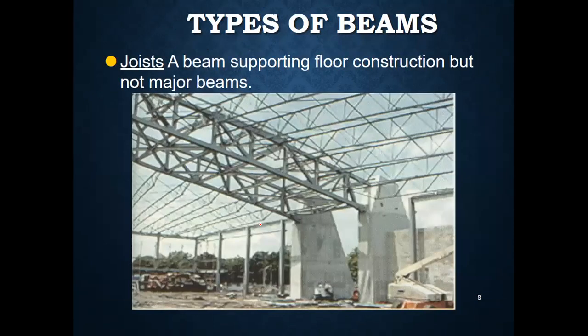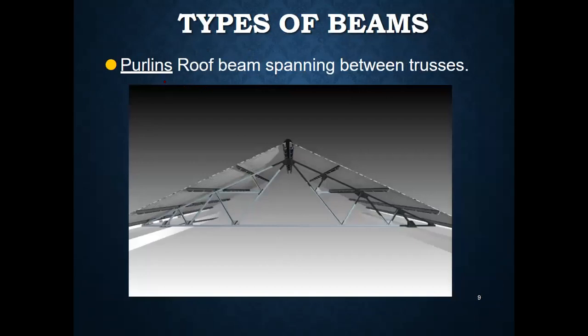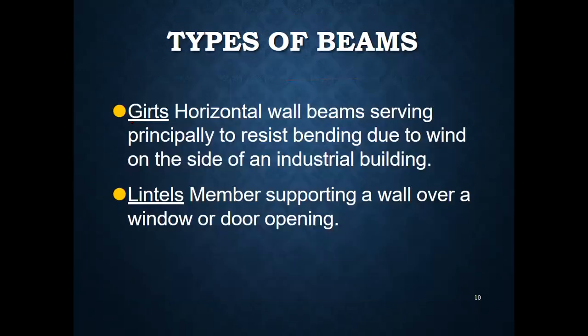Joist. What is the joist? A joist is basically a beam which is supporting the floor construction. It basically supports the loads of the construction of any particular floor, but they are usually not considered as major beams. Then we have the purlins. Purlins are the roof beams that span between the trusses. So these beams that are spanning between the trusses are called purlins, and they are usually placed on the roof. Then we have girts.